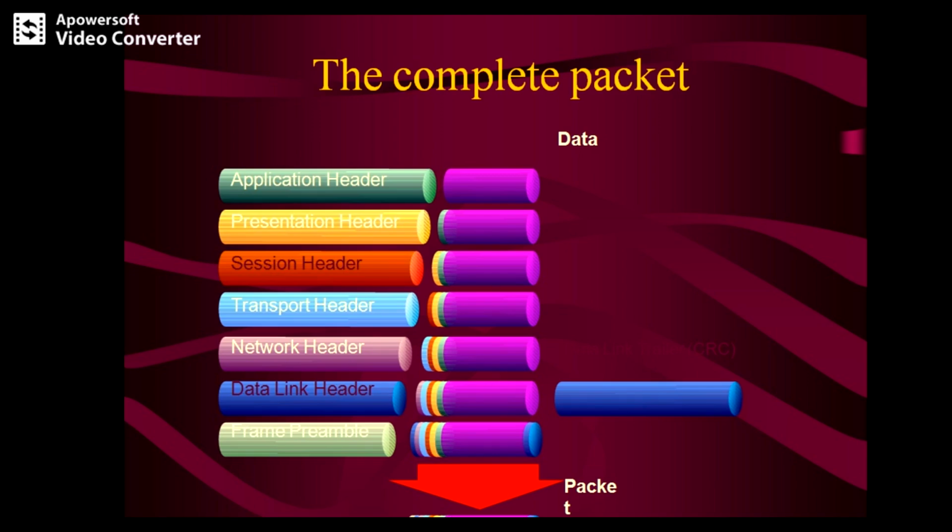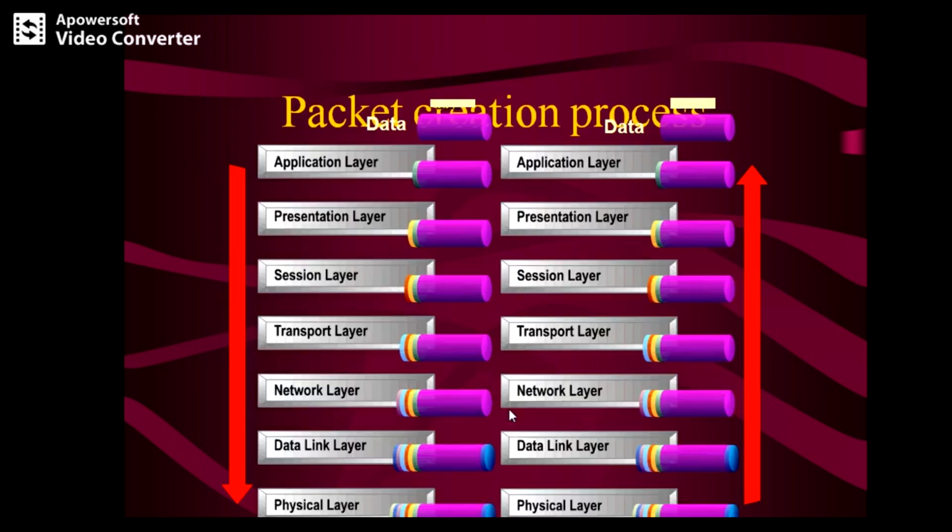This OSI model contains different layers, and each layer has its own functionality. Here you can see the layers, starting from the application layer, presentation layer, session layer, transport layer, network layer, data link layer. When the data moves from the upper layer to the lower layer, each layer will add its own header.